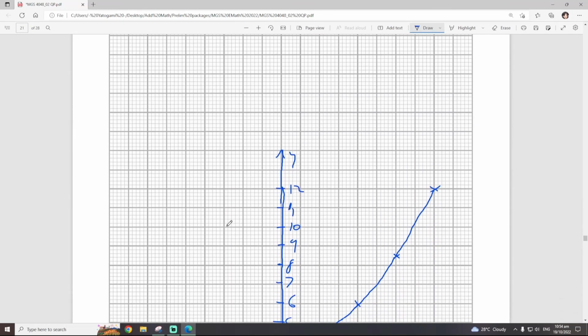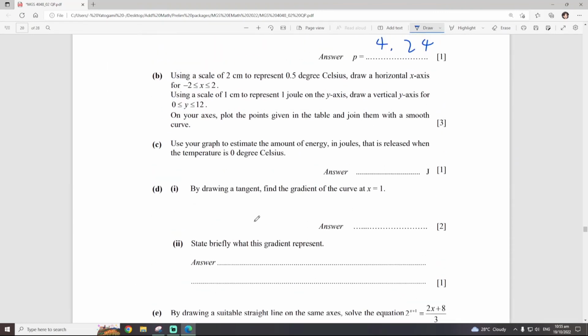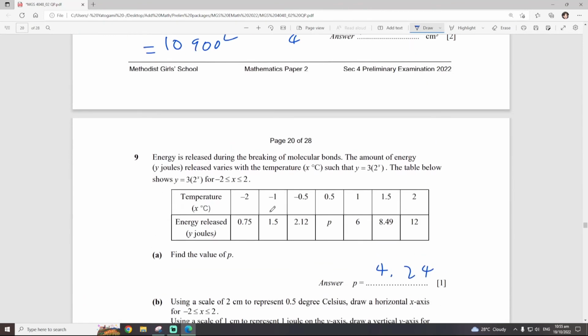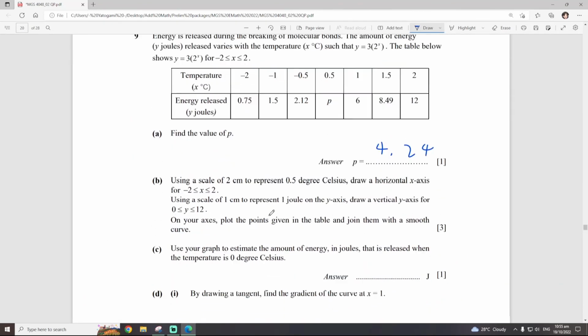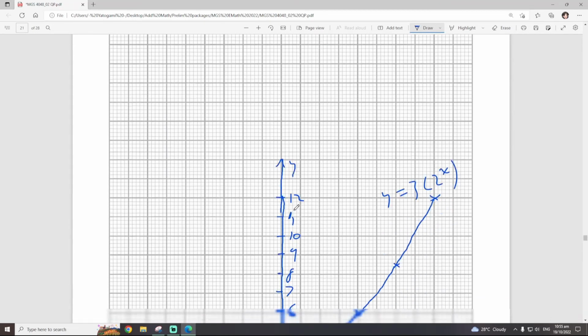And I should probably label the equation. I think I forgot to do that for the Hawaii paper. Y equals to 3 times 2 power x. Okay. Use the graph to estimate when the temperature is 0 degrees Celsius. I mean, I don't even need to estimate this. This is just going to be 3.